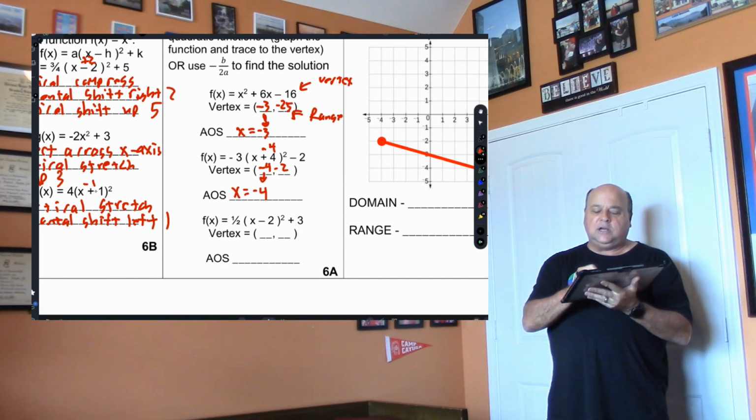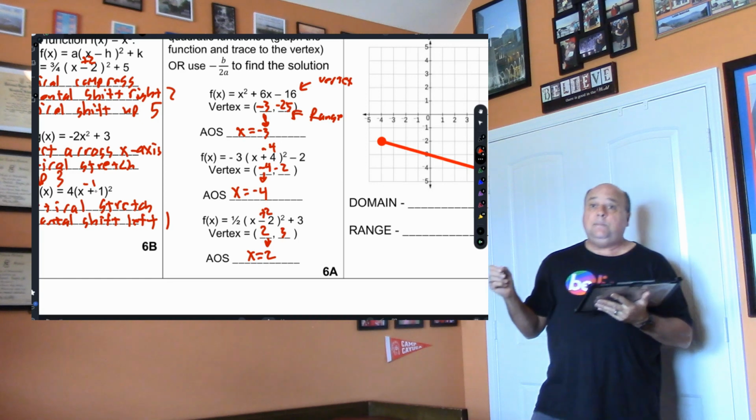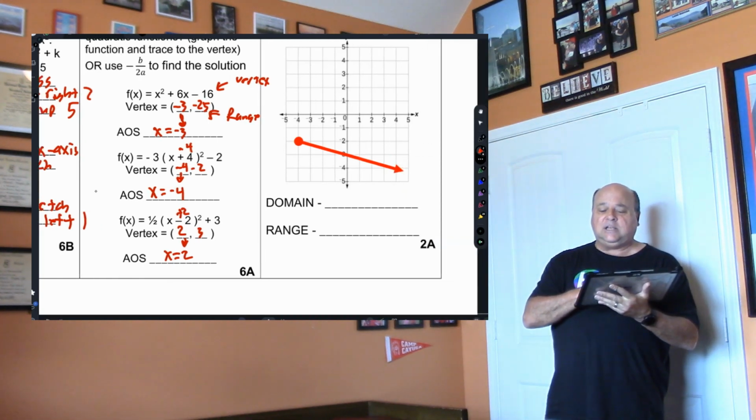On the next one, the opposite of minus 2 is a plus 2. My vertex is 2, 3. Remember, this goes to the axis of symmetry. The axis of symmetry is x equals 2. Piece of cake. Now then, let's get domain and range.